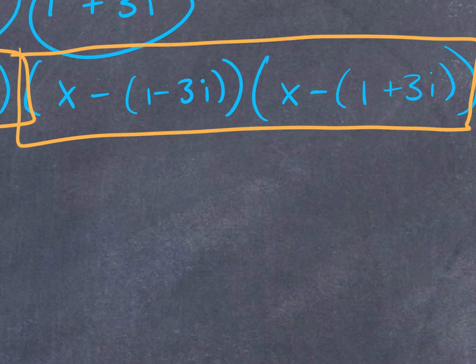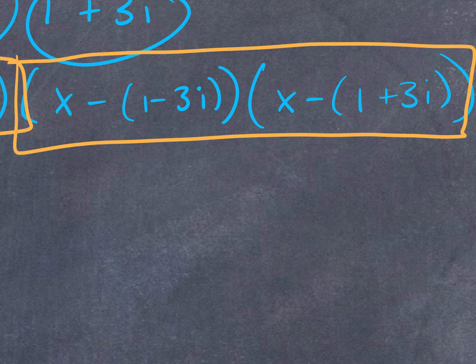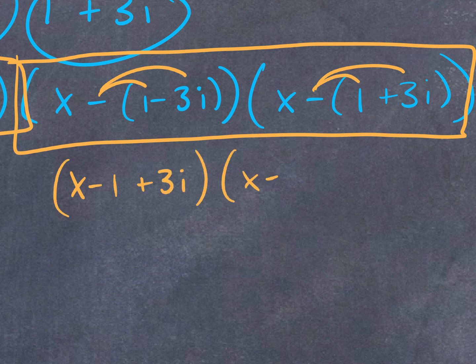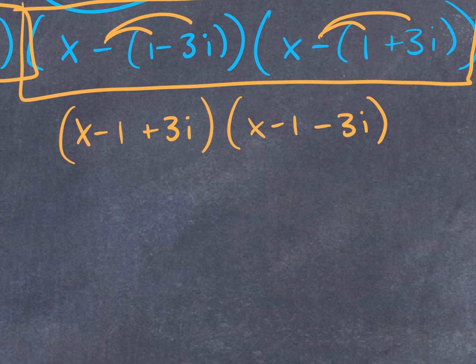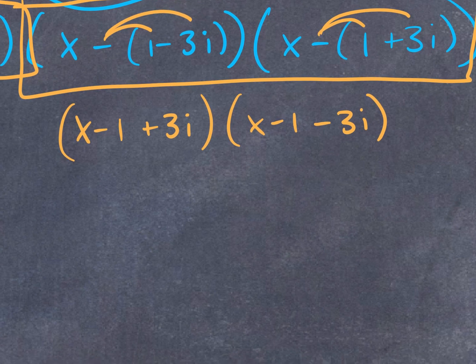So let's start with the 2 on the right. What would I have to do first? Distribute the negative. So x minus 1 plus 3i. X minus 1 minus 3i. Now these are conjugates, so we can do our shortcut. What is our first term? X minus 1, so we do x minus 1 squared. What would come next? So minus 3i squared.